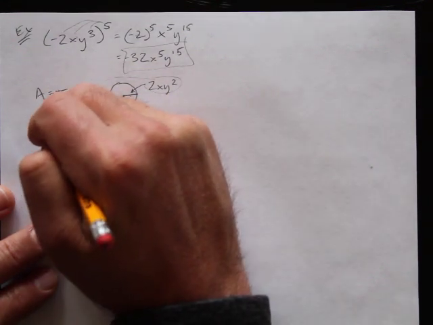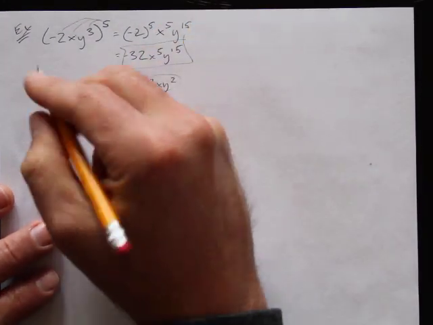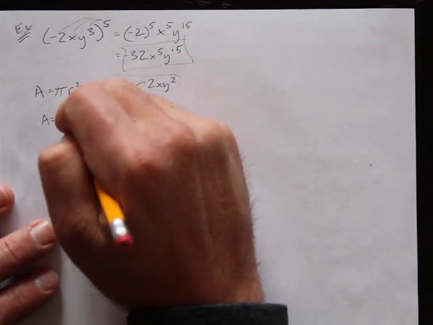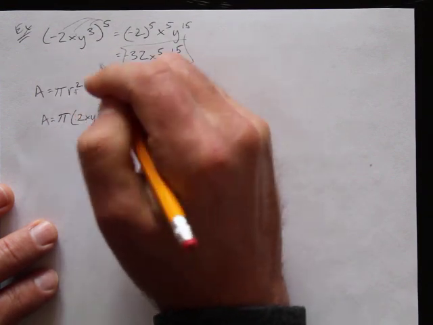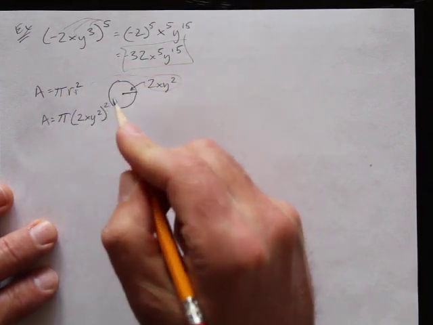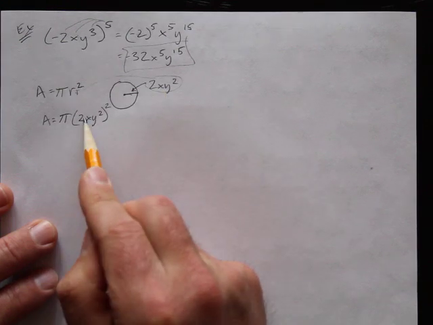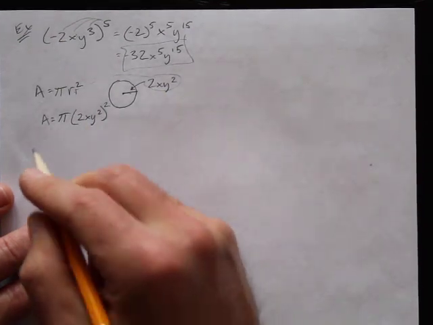So this is what it looks like. I want to find the area of the circle. Pi times the radius, which is 2 times x y squared. And then don't forget that squared. So I've just plugged this in for r. There you go, I'm all set.